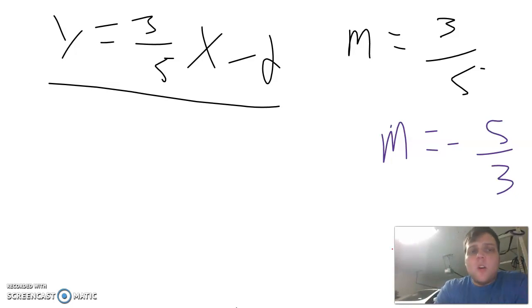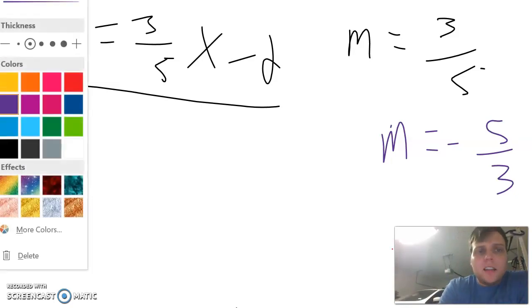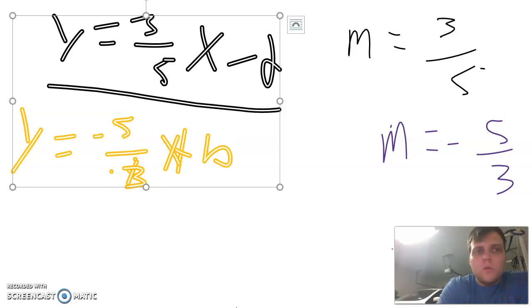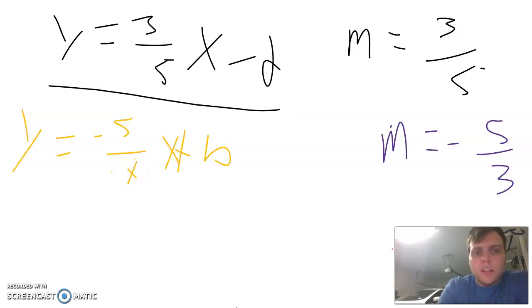So now we know that y is going to equal negative 5/3 x plus b. I put 3x. No! Using my finger here is really challenging. Okay, so 5/3 x. There we go.